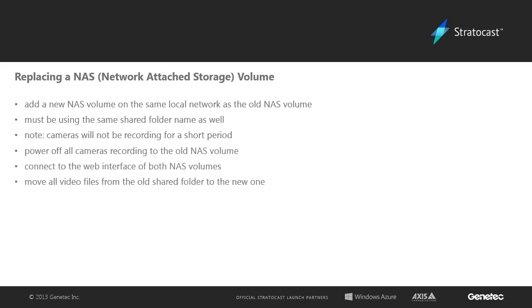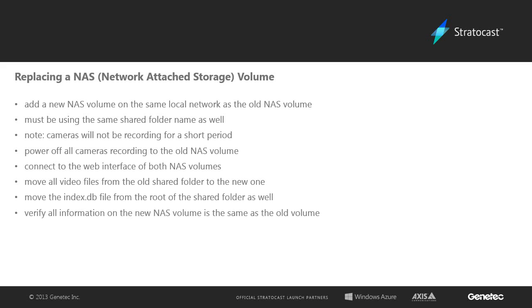Move all the video files from the shared folder of the current volume over to the shared folder of the same name on the new volume. Note that there is a file called index.db in the root of the shared folder that must be copied over as well. Verify that the IP address or hostname, the username, and the password match on the new volume. Power the camera back on and it will start recording to the new NAS volume.